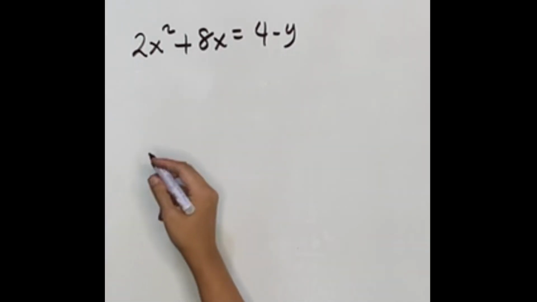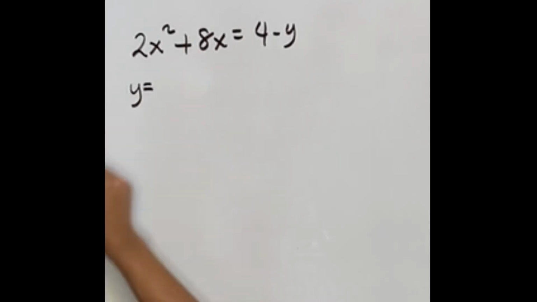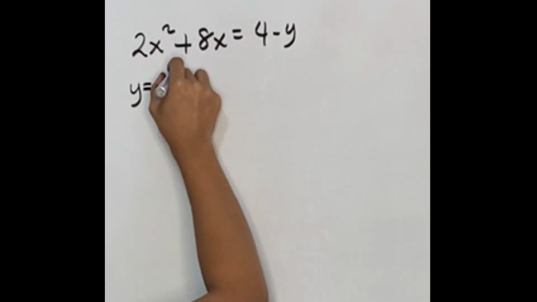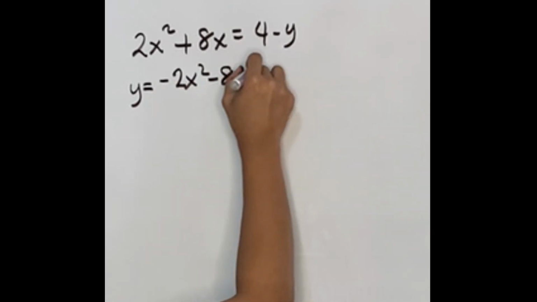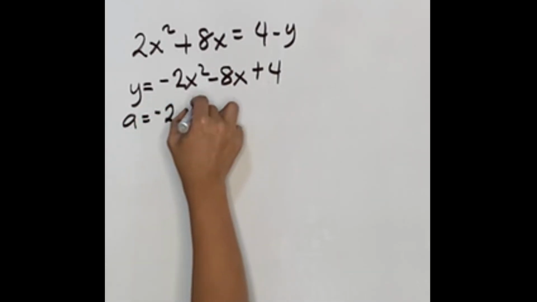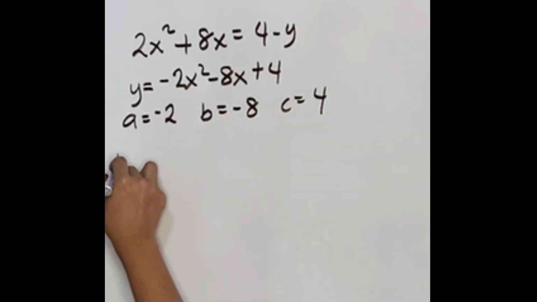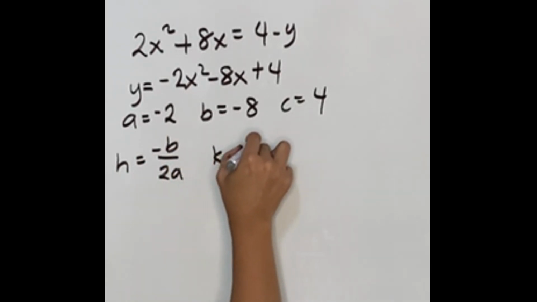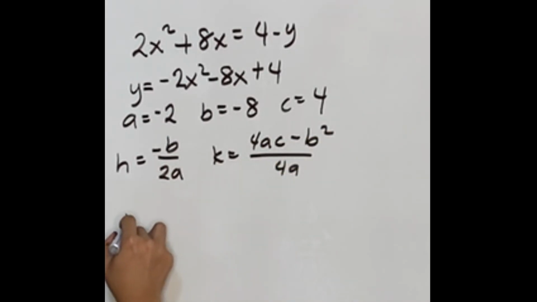In this case, we need to rewrite the equation in standard form. So y is equal to negative 2x squared minus 8x plus 4. So let's identify a is negative 2, b is negative 8, and c is equal to 4. And the formula in getting h is negative b over 2a, and k is 4ac minus b squared all over 4a.